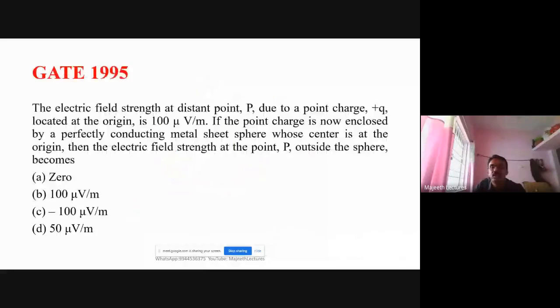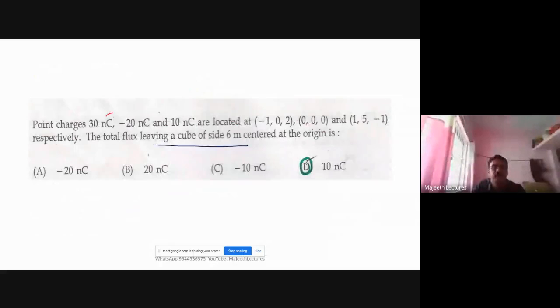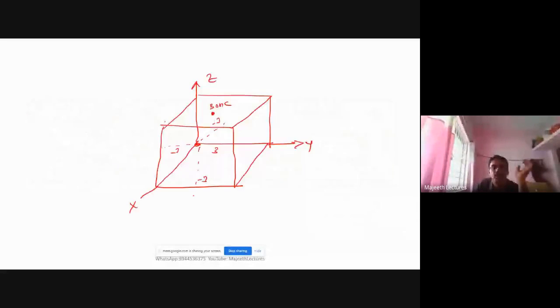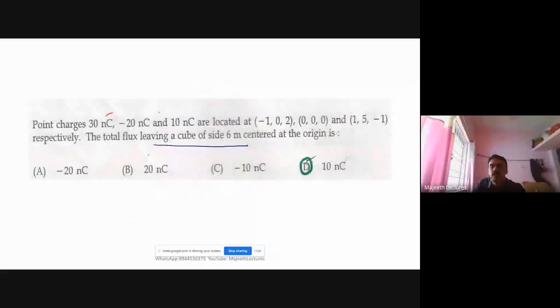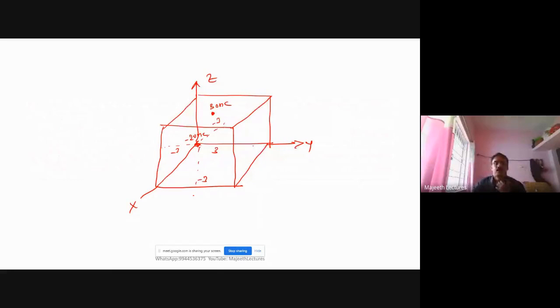Next, you see at 0, 0, 0, the origin, minus 20 nanocoulomb. 0, 0 here, minus 20 nanocoulomb. Next one at (1, 5, -1), 10 nanocoulomb. X is equal to 1. Y is 5, which means it will go outside the cube because the half-length is 3. Y 5 means maybe here, outside. So here, 10 nanocoulomb.